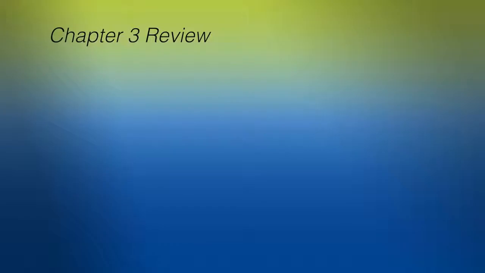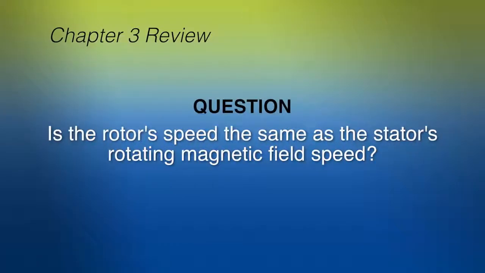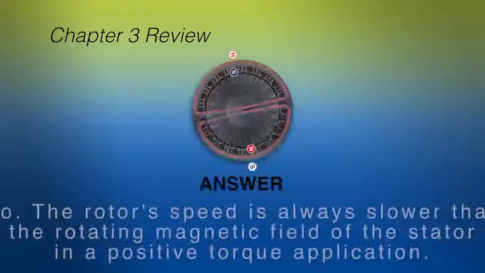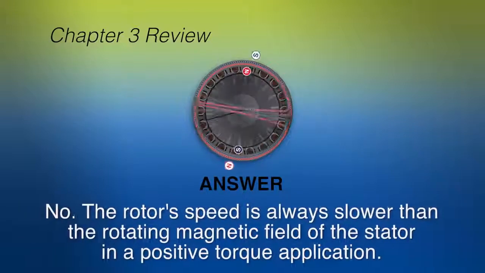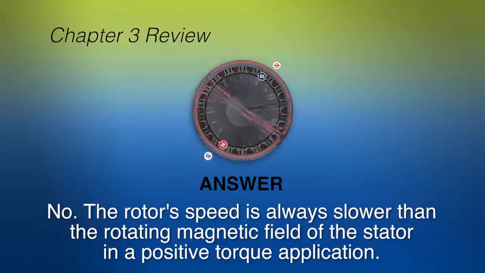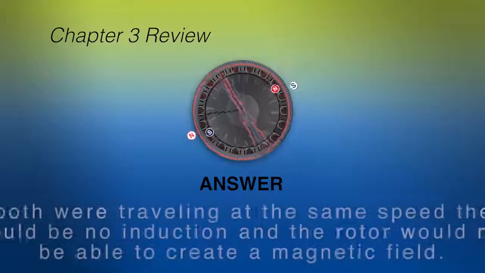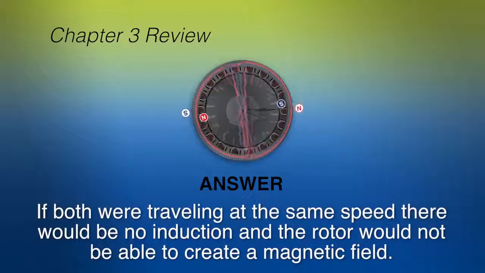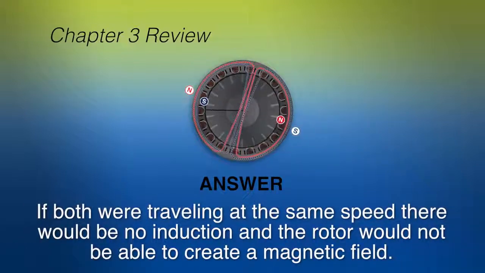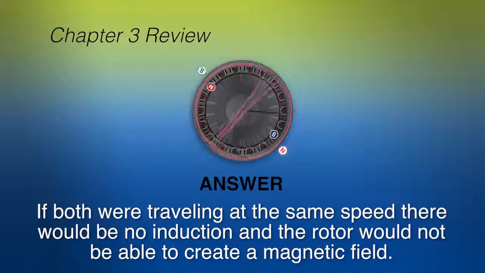Well, let's take a moment to review. Now, here's another question. Is the rotor's speed the same as the stator's rotating magnetic field speed? No. The rotor's speed is always slower than the rotating magnetic field of the stator in a positive torque application. If both were traveling at the same speed, there would be no induction and the rotor would not be able to create a magnetic field.